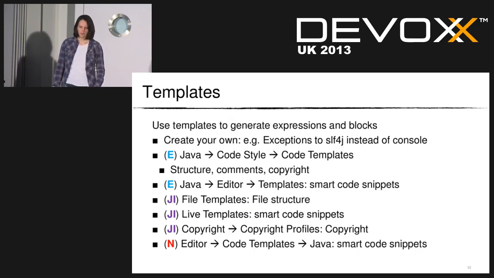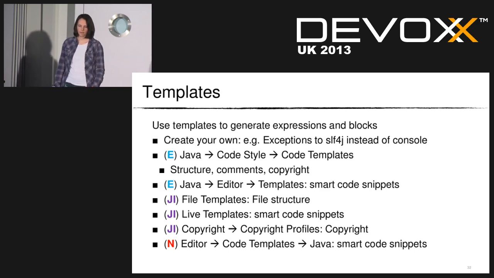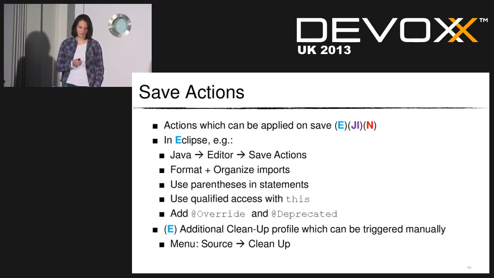So you probably want to alter the block which is generated for exceptions. If you don't like to log to the console window, but log to SLF4J instead, you should really alter it and not change it every time you type it.